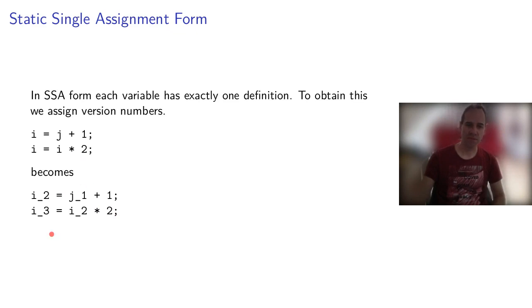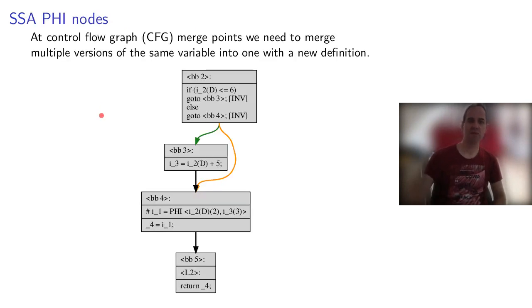The advantage of this is that when you see a use of a variable, like in this case i_2, there's exactly a single definition you can look up, and you don't need to see which one is currently live. So that simplifies implementation of optimization passes, basically. You might think that it's a little bit more complicated, and that's correct, because if you have control flow, you need to merge different versions of the same variable.